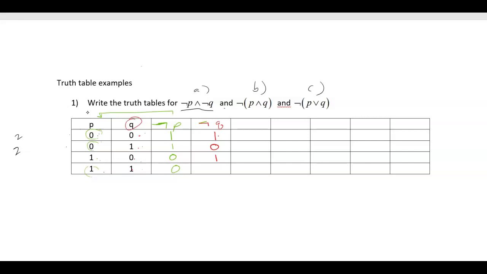So these are rows going across and columns going up and down. That will be helpful to remember when we do matrices. So I have 1 0 1 0 as not Q. These are the 2 columns I'm combining with an and.